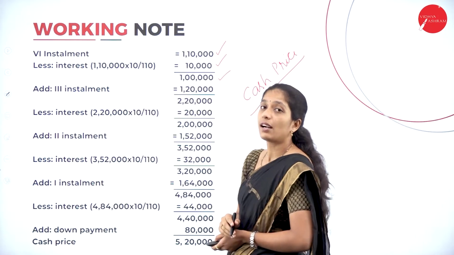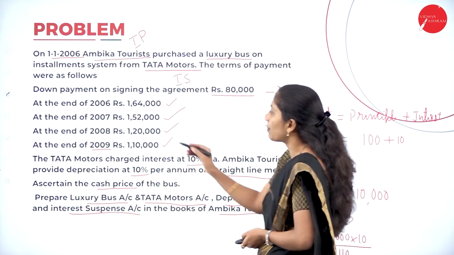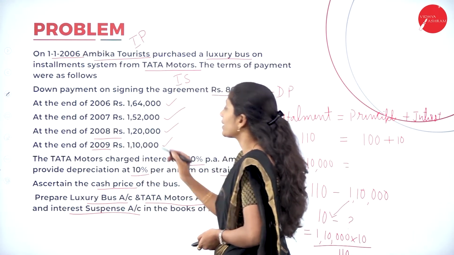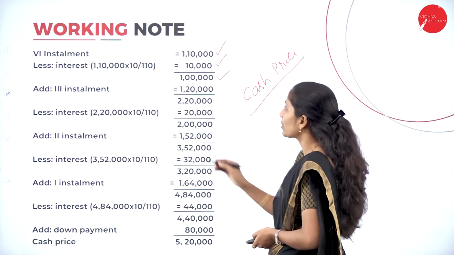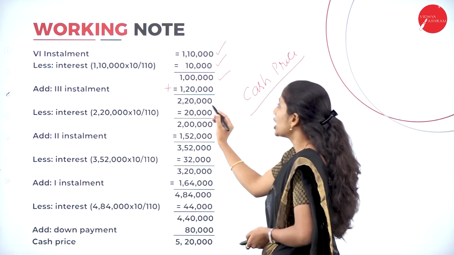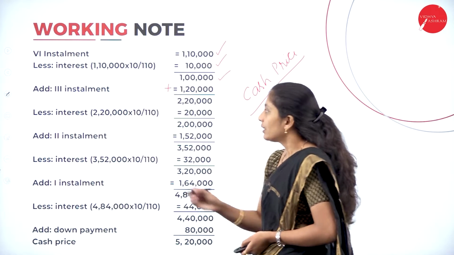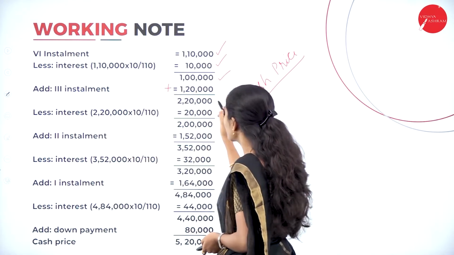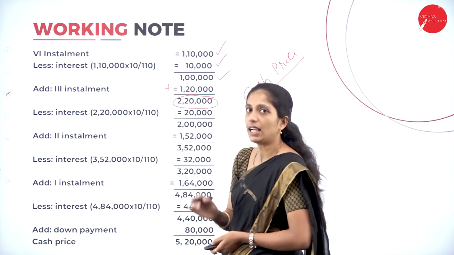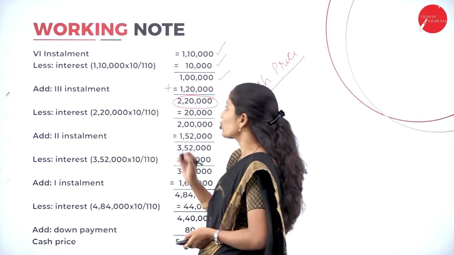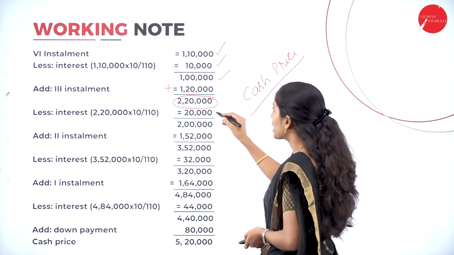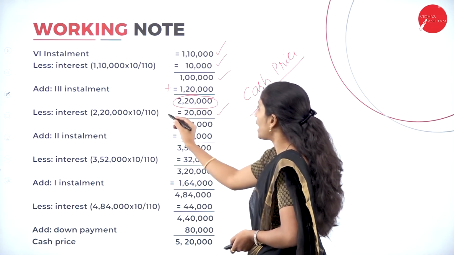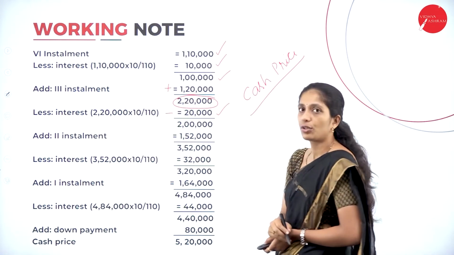Next, add the third installment. What is the third installment? That is 1,20,000. So, add 1,20,000. How much will you get? 2,20,000. Now, less interest. Upon this amount, we have to calculate the interest: 2,20,000 into 10 divided by 110. You'll get 20,000. When you deduct it, we'll get 2 lakh.